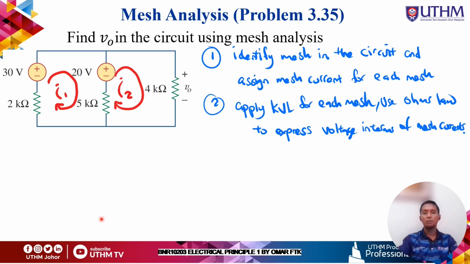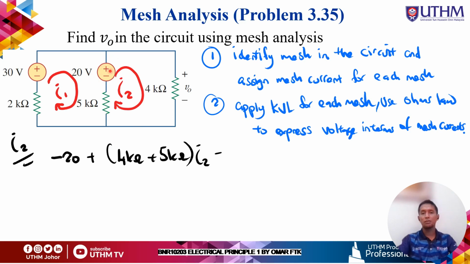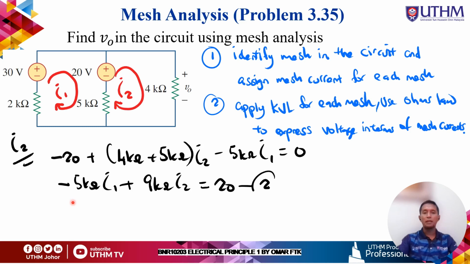So then we proceed to the second loop. For the second loop we have 5k (I2 minus I1), and then minus 20 volt voltage source, and then we have 4k I2. So when we simplify it, we will have minus 5k I1 plus 9k I2. That will be equal to 20, right? So this is the second loop, second equation.